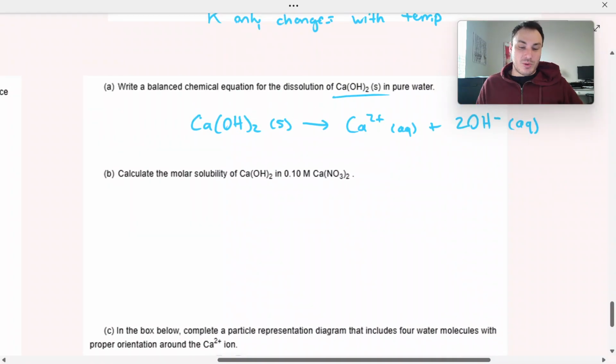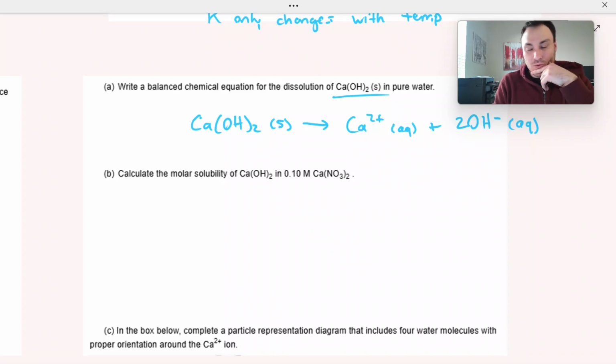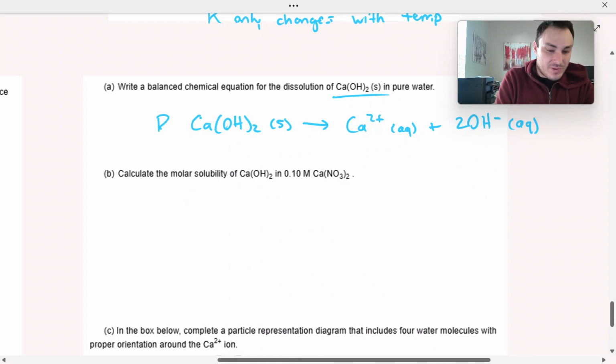Calculate the molar solubility of calcium hydroxide in 0.1 molar calcium nitrate. So we are going to do an ICE table here. ICE tables are how we determine our solubility. There's my R. I just need my I, my C, and my E.